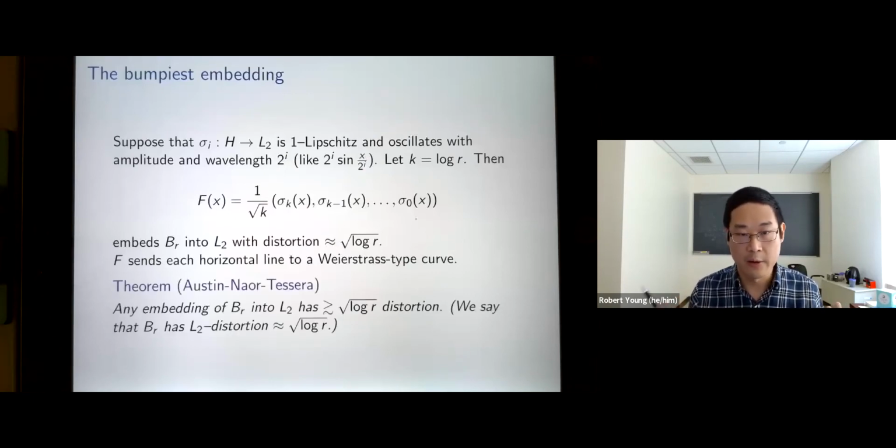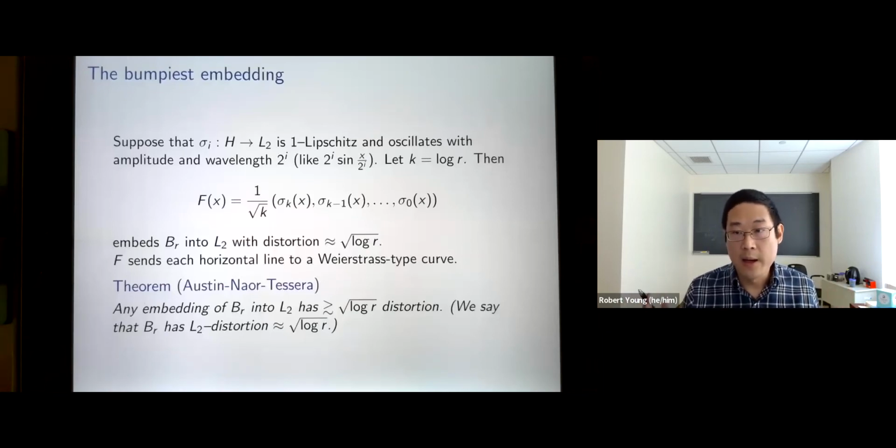It's a theorem of Assaf Naor and Tessera that any embedding of B_R into L2 has at least this much distortion. And so this gives us a lower bound on the distortion. The existence of this embedding gives us an upper bound on the distortion. And so we say that the ball of radius R in the lattice has L2 distortion on the order of root log R. So this is a nice sharp quantitative estimate.